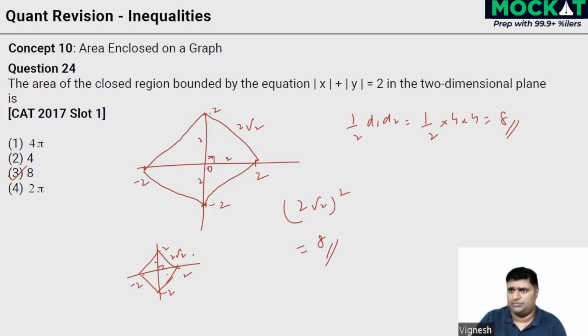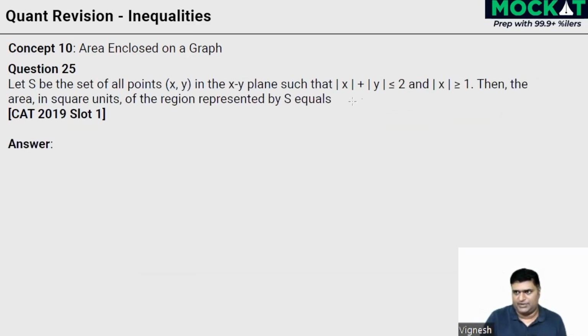And you get another question, something very similar. Mod x plus mod y once again. So these are common types which turn up, so remember them. Mod x plus mod y is less than or equal to 2. So get them to equal to 2. Equal to 2 is going to be this way.